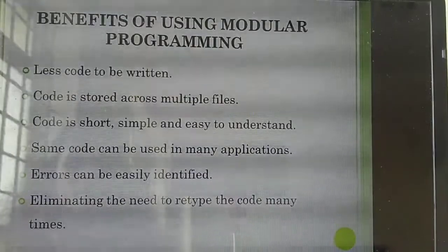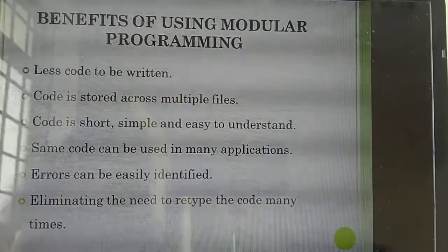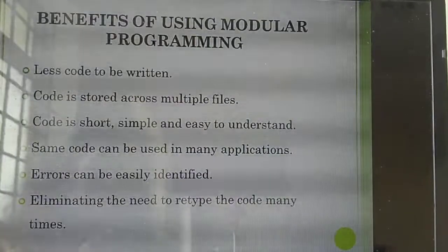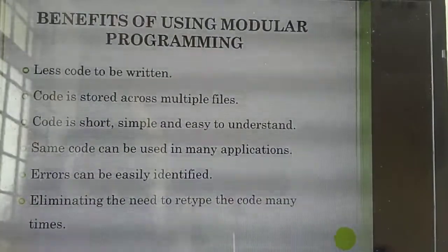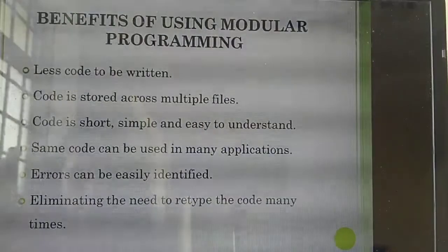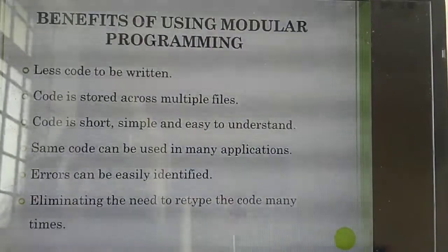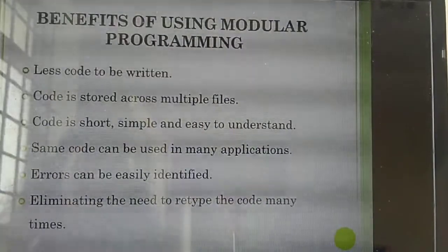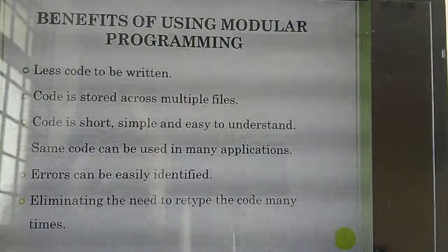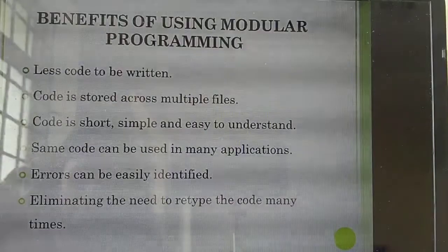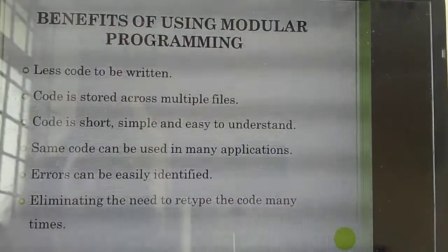Then the next point is that the same code can be used in many applications. For example, some software is related to another software, so the same code you can use from here to there. The same code can be used in many applications. Then errors can be easily identified. Is it easy to find errors in 200 lines of code compiled altogether? It is very tough to find errors. But here, compiling like this, errors can be easily identified.